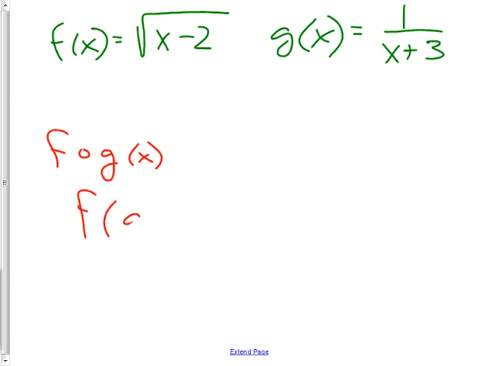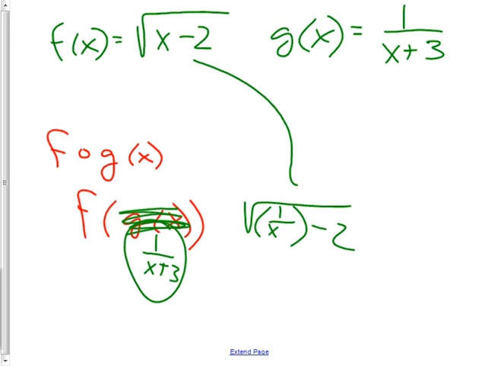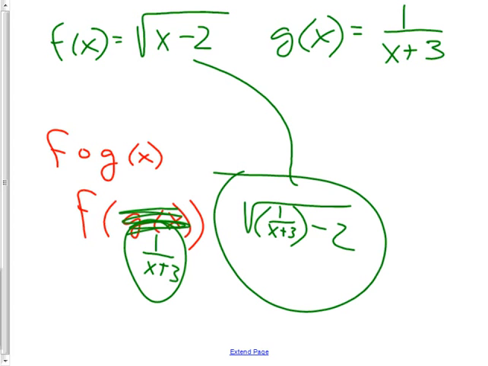Here's how you start. f of g of x, nested inside. Start with the g of x. g of x is right up there, 1 over x plus 3. And then I want to find f of that. So this needs to go into the f function. So I take the f function, I write an empty spot where the x is, and then I drop in 1 over x plus 3. Then I have found f of g of x.